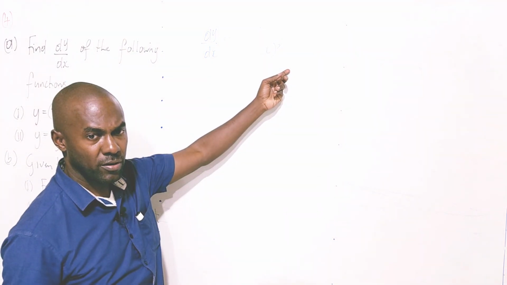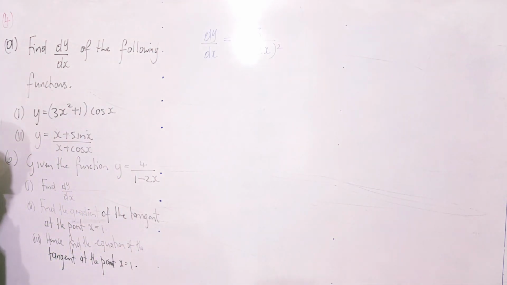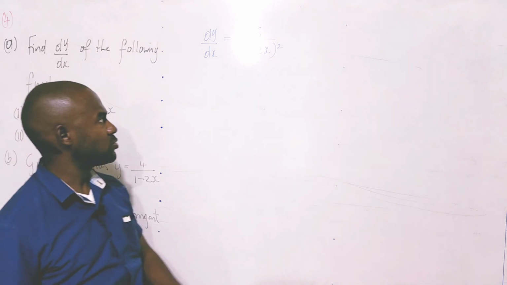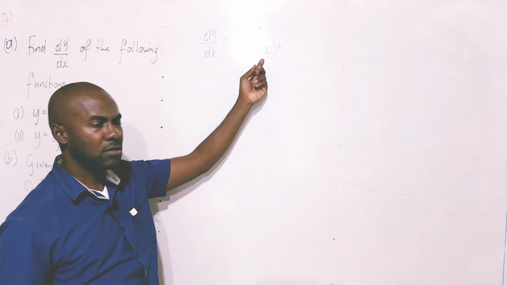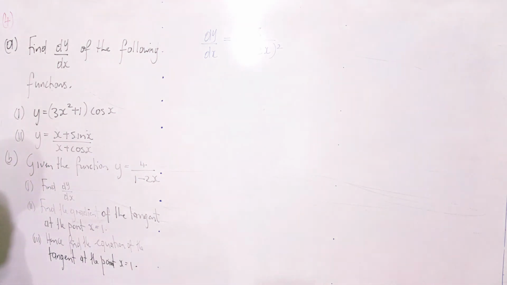So in this particular case, the gradient function dy by dx is equal to 8 over (1 minus 2x) squared. And if you want to find the gradient of the tangent at a particular point on the curve, all you have to do is substitute the given x coordinate into the gradient function, and that will give us the gradient of the curve at that particular point.